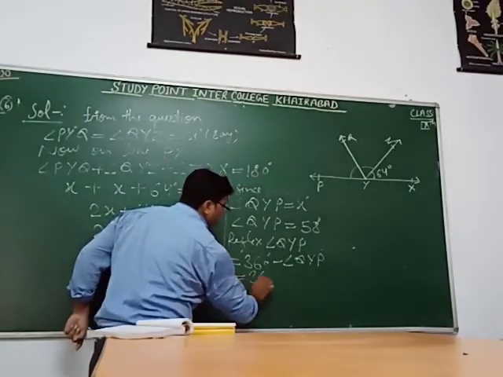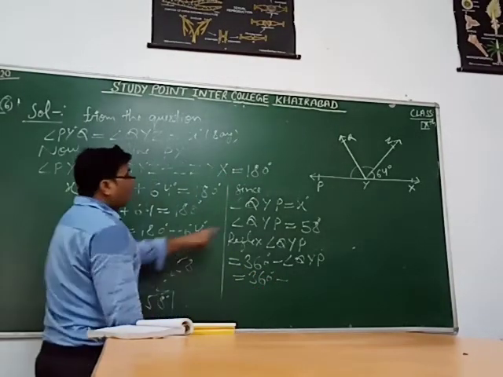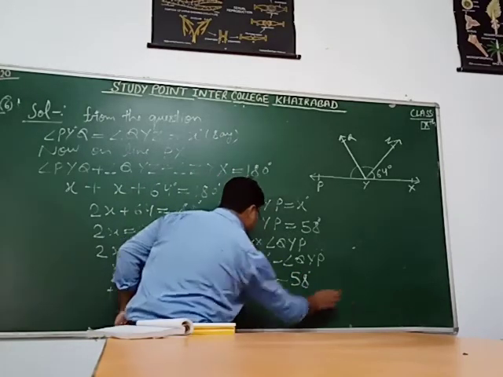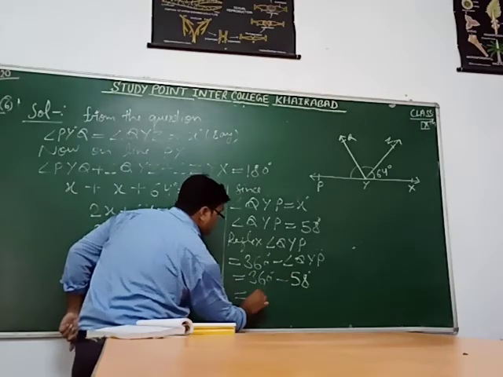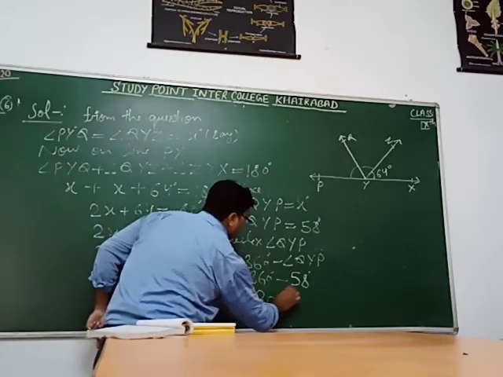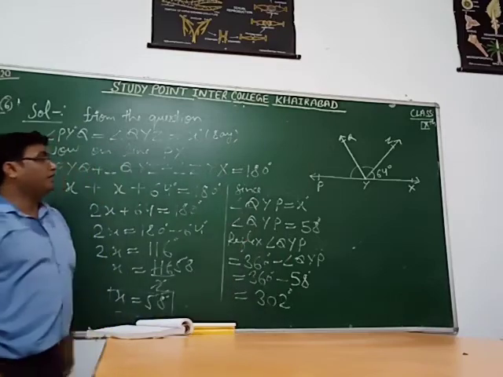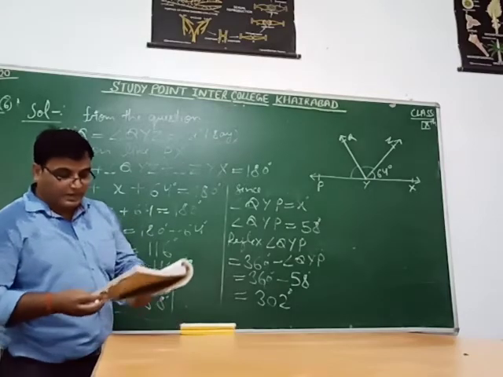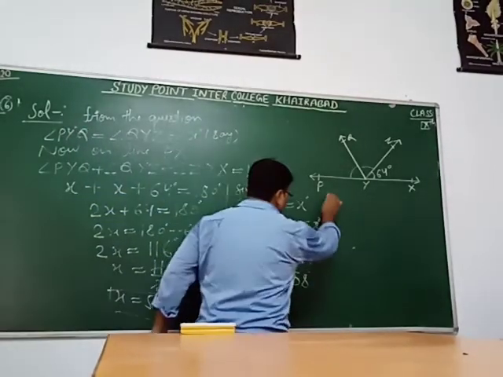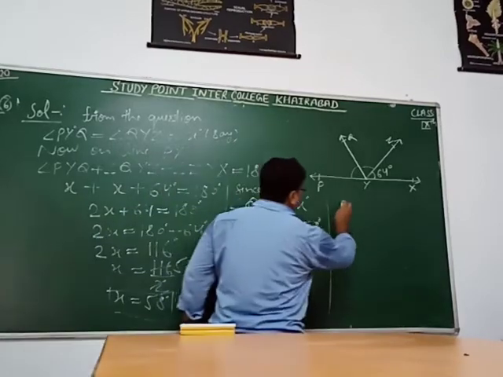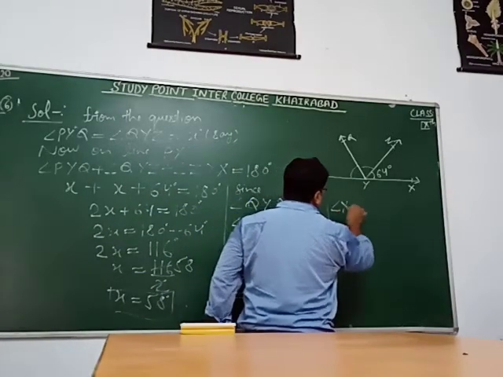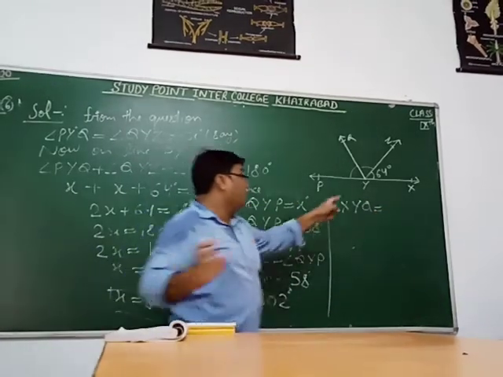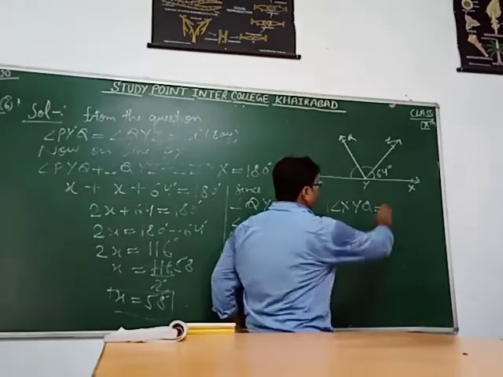Your QYP is 58 degrees. So it is 302 degrees. Reflex QYP is 302 degrees. Now we have to find angle XYQ. How will we find it? It is very simple.